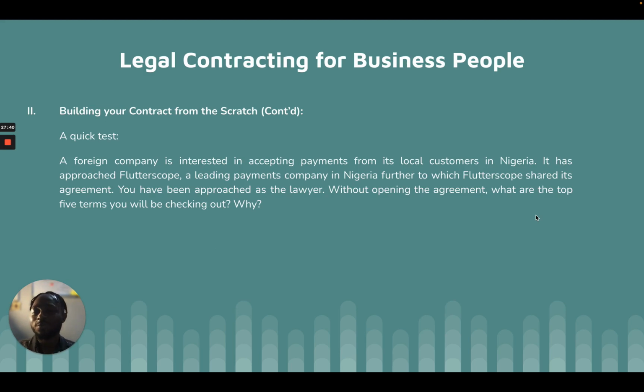Okay, so a quick test. A foreign company is interested in accepting payments from its local customers in Nigeria. It has approached Flutterscope, a leading payments company in Nigeria. Further to which, Flutterscope shared its agreement. You, as the new fintech lawyer in town, have been approached as the lawyer. Now, without opening the agreement, what are the top 5 terms you will be checking out and why? You can just write this down in your notes. Again, you can share them with me. I'll be happy to give you comments as and where possible.